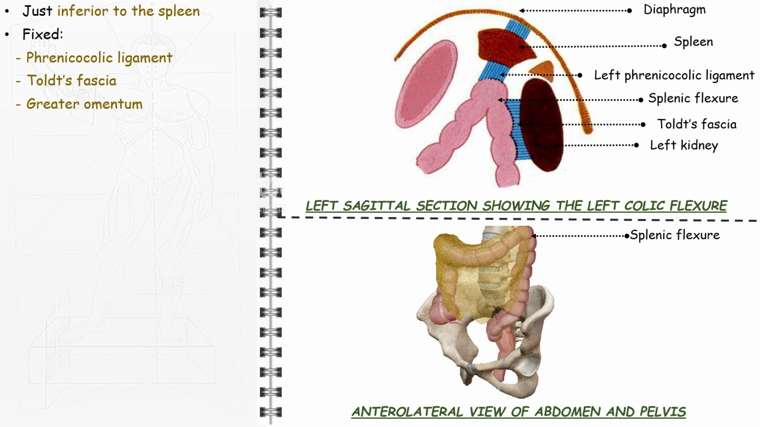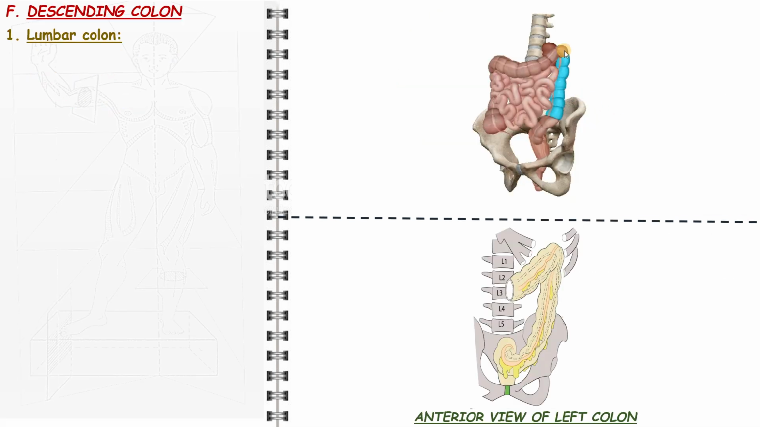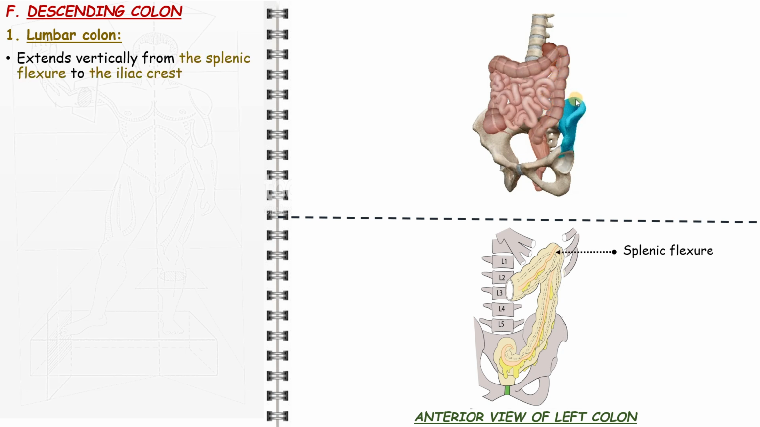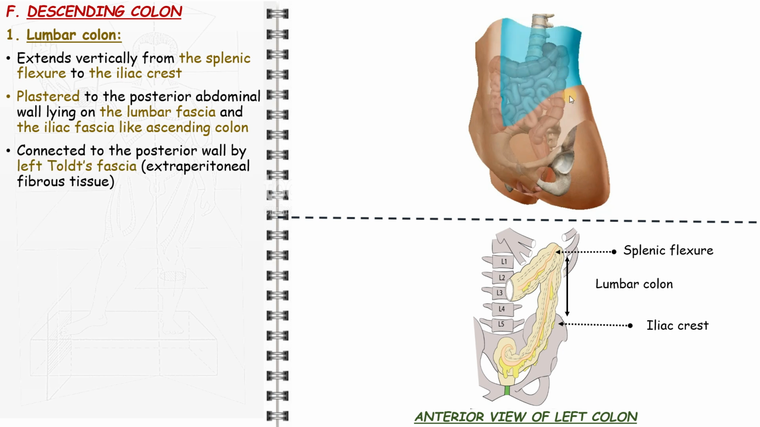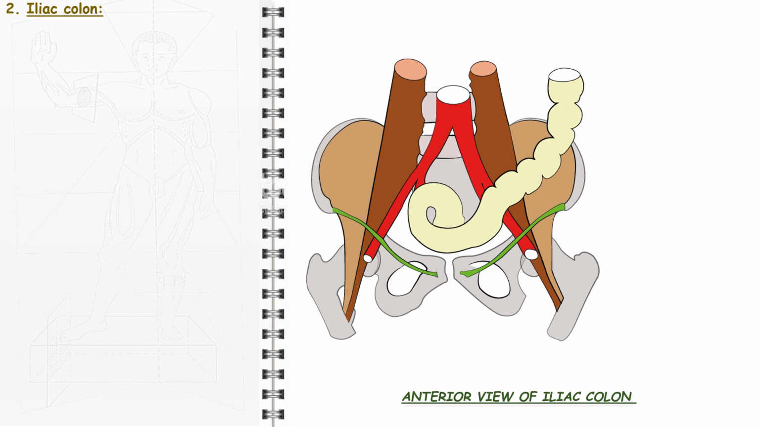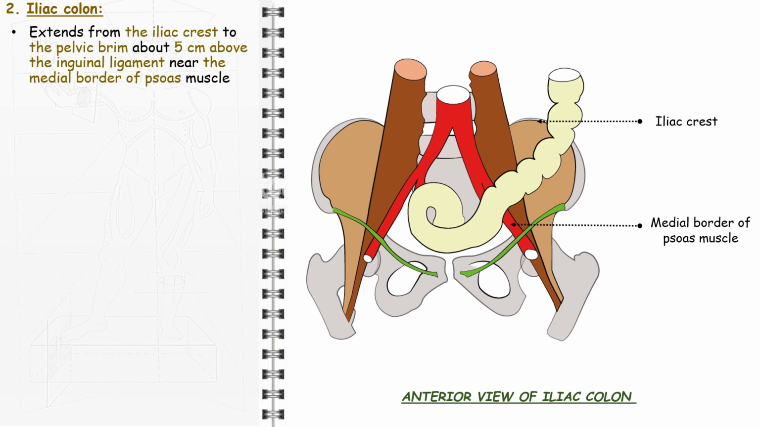The lumbar colon extends vertically from the splenic flexure to the iliac crest. It is plastered to the posterior abdominal wall lying on the lumbar fascia and the iliac fascia like the ascending colon by left Toldt's fascia, an extraperitoneal fibrous tissue. The iliac colon extends obliquely from the iliac crest to the pelvic brim about 5 cm above the inguinal ligament near the medial border of psoas muscle. Thus, it occupies the left iliac fossa.